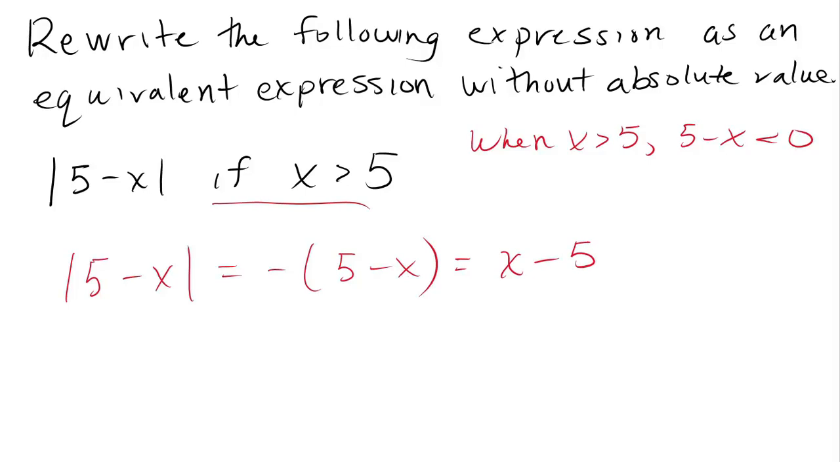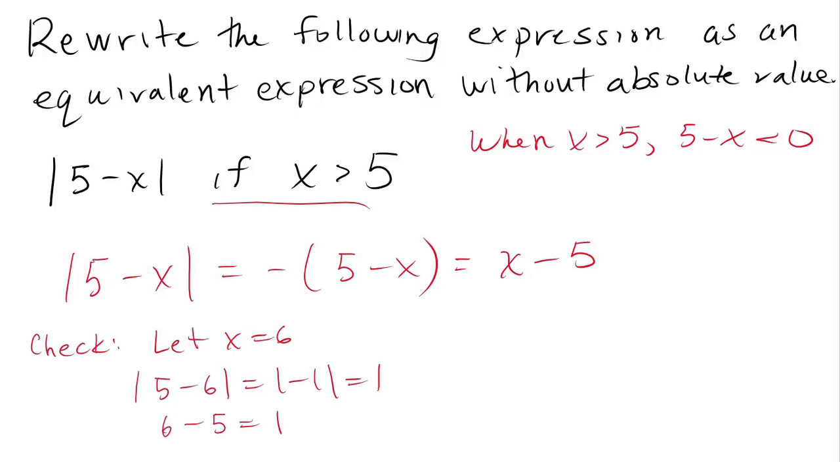And you can see that this would work if you pick a specific input. For example, pick 6. The absolute value of 5 minus 6 would be the absolute value of negative 1, which is 1. And what do I get when I plug 6 into this expression? 6 minus 5, it's 1. If I check that with a specific value, I can see that it works. I plugged the input into the original expression, simplified it. I plugged my input into my new expression, simplified that, and I got the same answer.